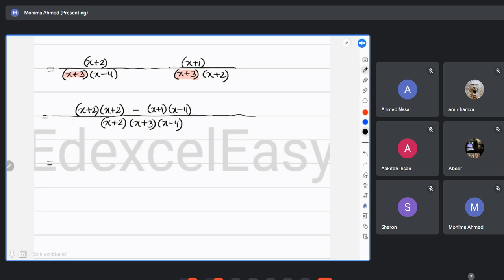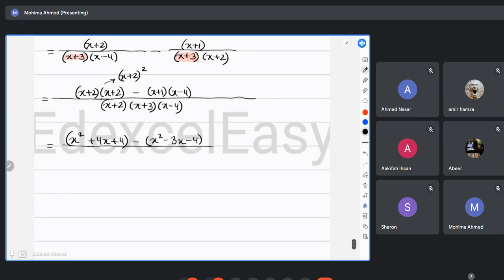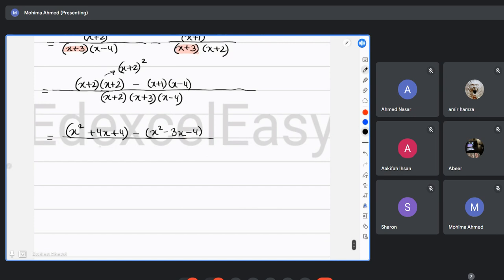Otherwise, I don't have any option. For example, over here, this is going to be what? X plus 2 whole square, where I'm going to apply the a plus b whole square formula. It's going to be x square plus 4x plus 4. And this has to be subtracted with what? X square minus 4x plus x, which is going to be minus 3x minus 4. And in the denominator now, you have this polynomial. I'm not going to break down the denominator. I'll just keep it like this, x plus 2, x plus 3, and x minus 4.